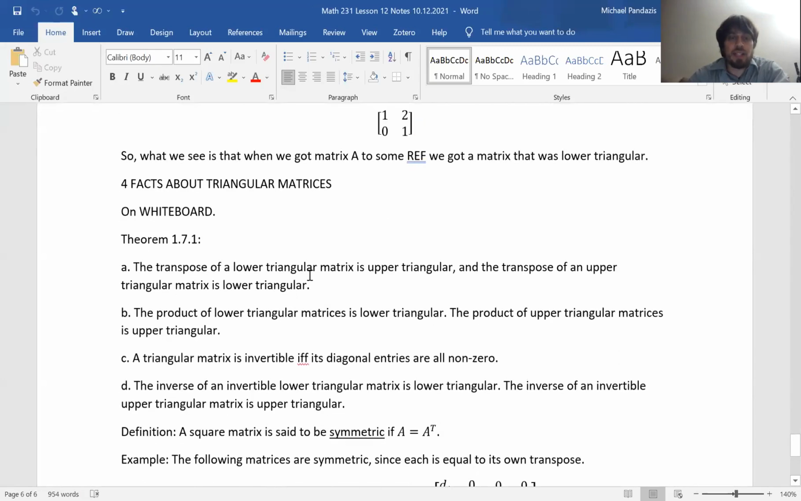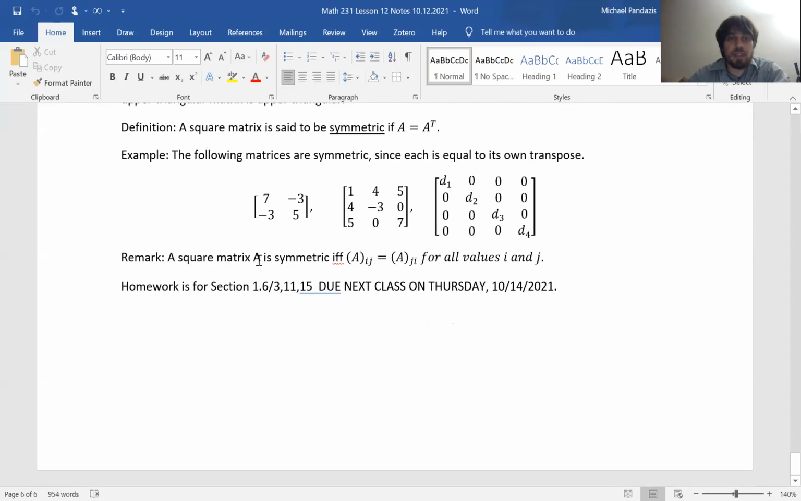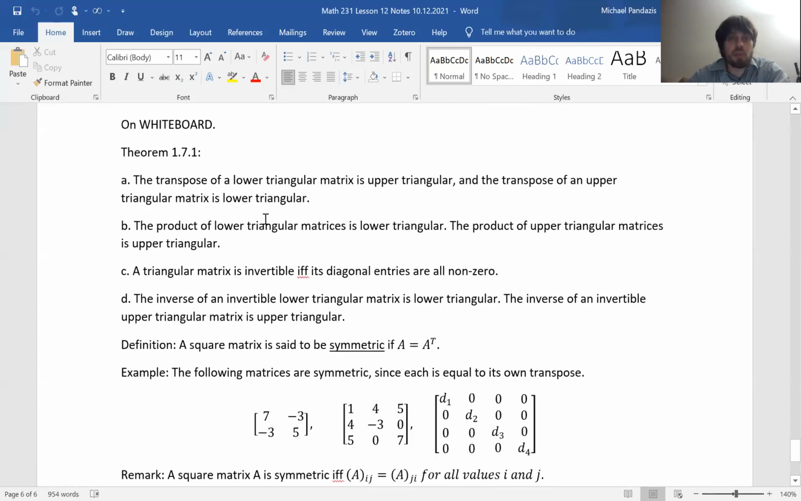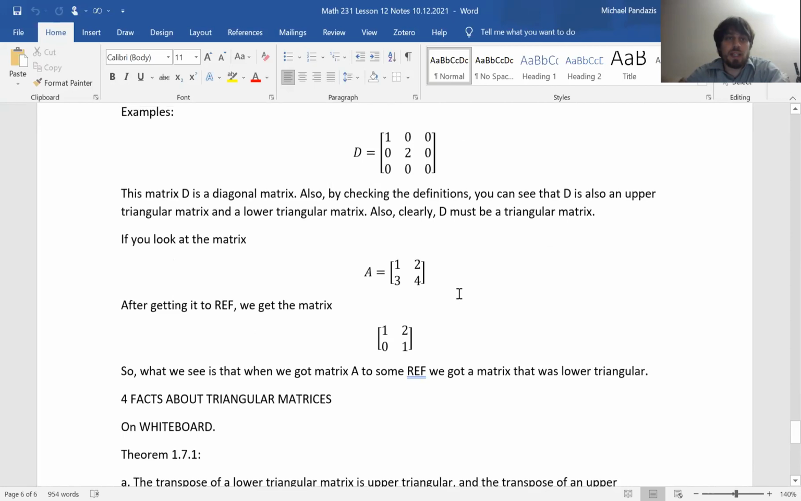Last class, we ended class with talking about theorem 1.7.1, which was all of these observations about triangular matrices, right? And taking the transposes of them. For instance, the transpose of a lower triangular matrix is upper triangular, and the transpose of an upper triangular matrix is lower triangular. The product of lower triangular matrices is lower triangular. The product of upper triangular matrices is upper triangular. So we have a few of these here.